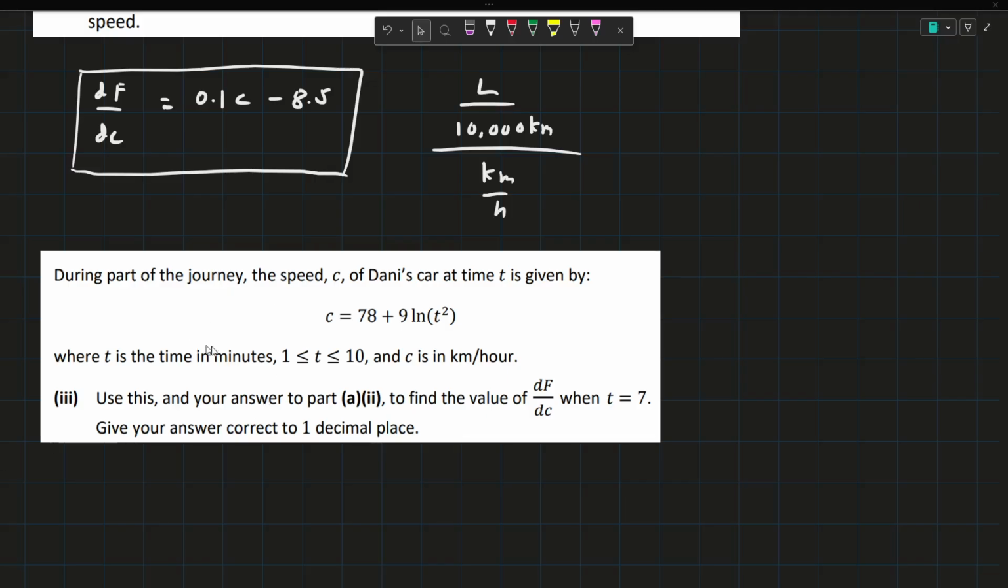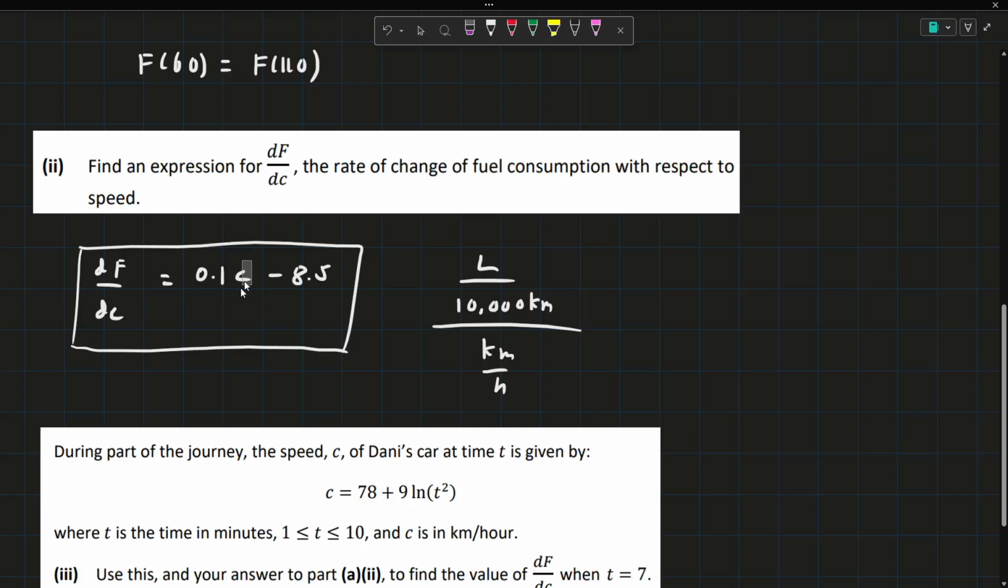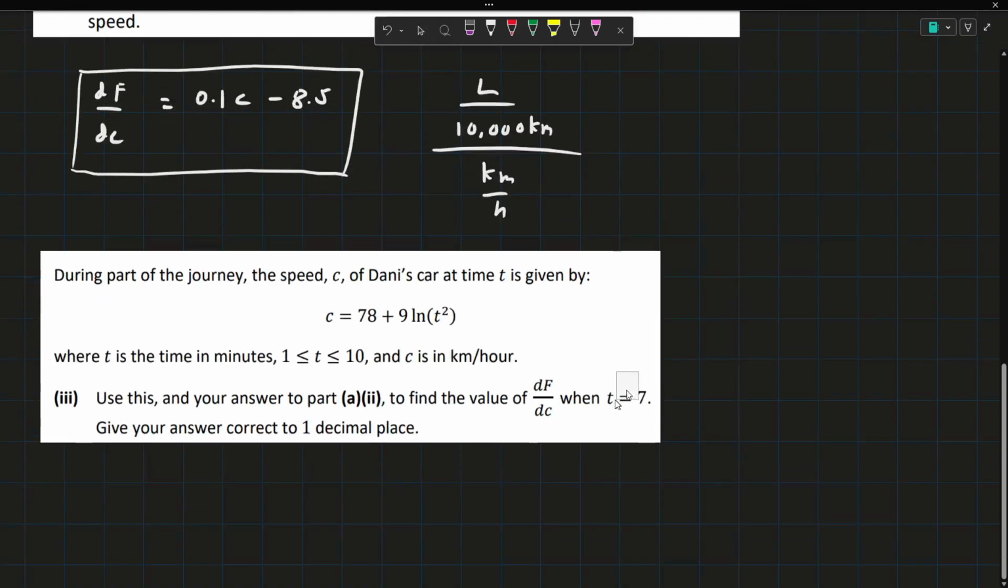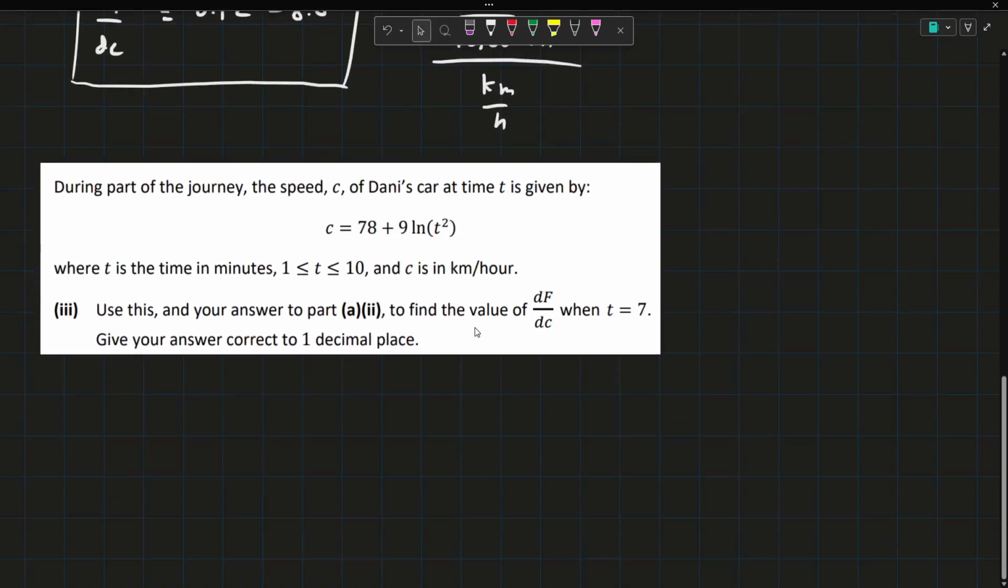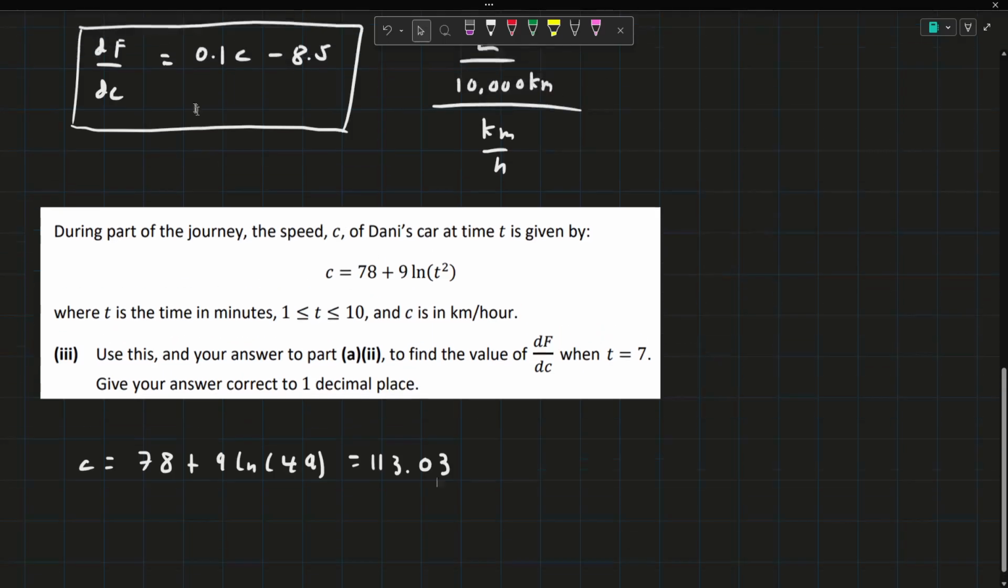In part 3, we're told what the speed is in terms of time, and we're asked to use that to figure out what df dc is when t is equal to 7. Well, df over dc, we can plug in values for c, but we don't know what c is when t is equal to 7. Well, we can figure that out from here. So when t is equal to 7, c will be 78 plus 9 ln of 49, because that's 7 squared, and we can put that into your calculator, and you'll get roughly 113.03. So that's what c is when t is 7, and then we can just sub that into here.